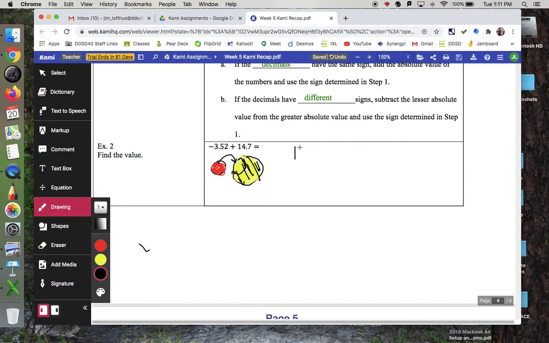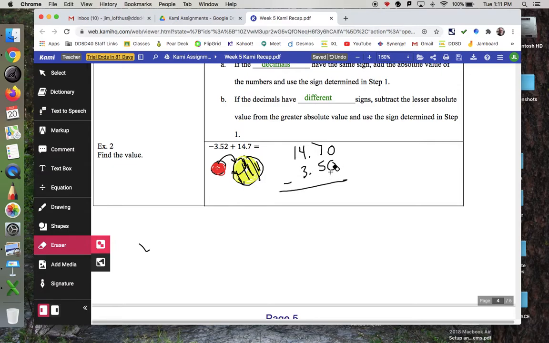So we're going to find the difference. 14.7 minus 3.52. A couple weeks ago we worked on this. We have to add in zeros. Whoops, this is a 2. Let's erase this. Where's my eraser? There we go. And we'll erase that. Okay, so this is a 2.